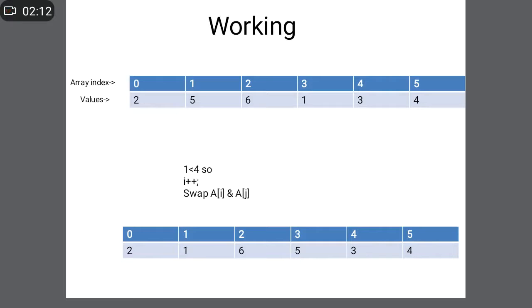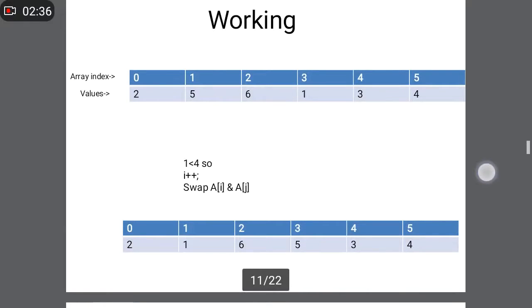So we increment the value of i and swap the value at i and the value at j. Our i was 0, now our i becomes 1 and our j is 3. The value at 1 is 5 and the value at 3 is 1. So 5 and 1 get exchanged. Thus our new array becomes 2, 1, 6, 5, 3, 4.